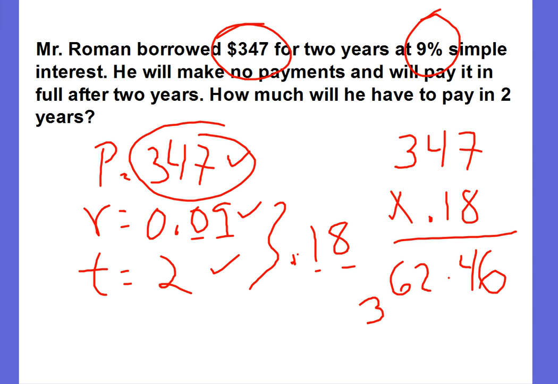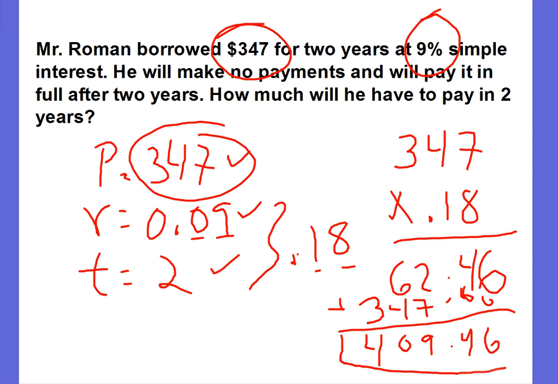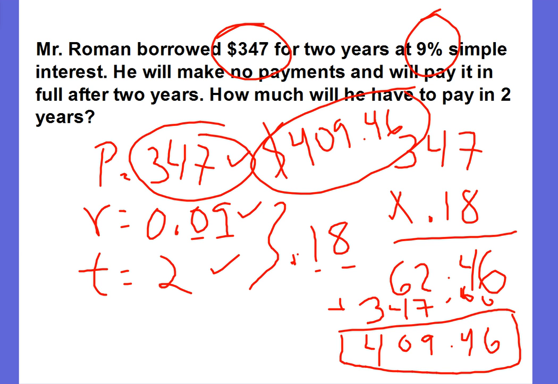So 347 plus this 62.46. Sorry, my fingers. Anyway, 6 plus 0 is 6, 4 plus 0 is 4. This will be a 9, 10. So it'll be $409.46. So $409.46 is what he would have to pay after 2 years.